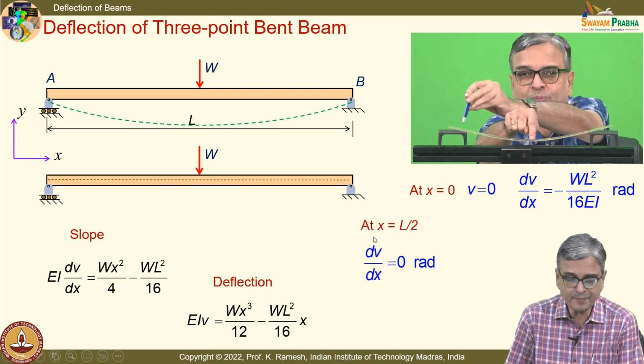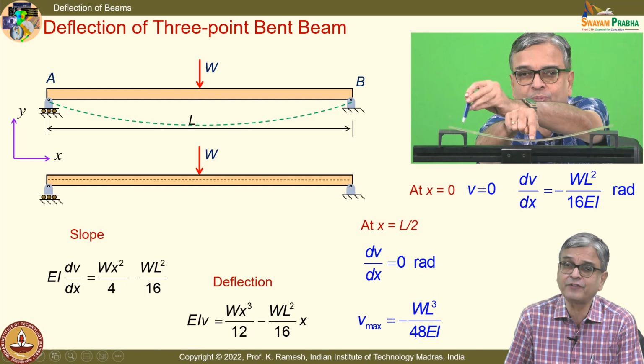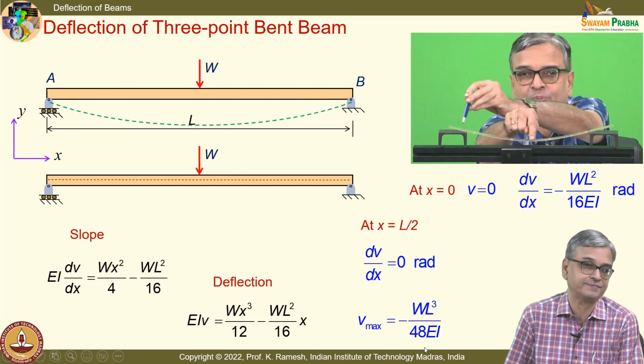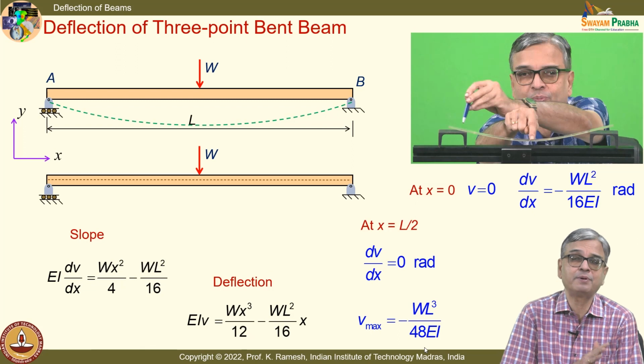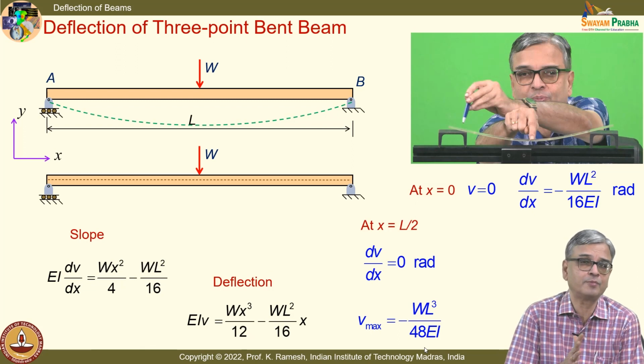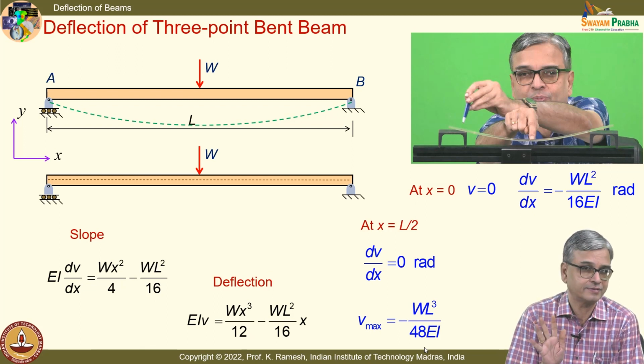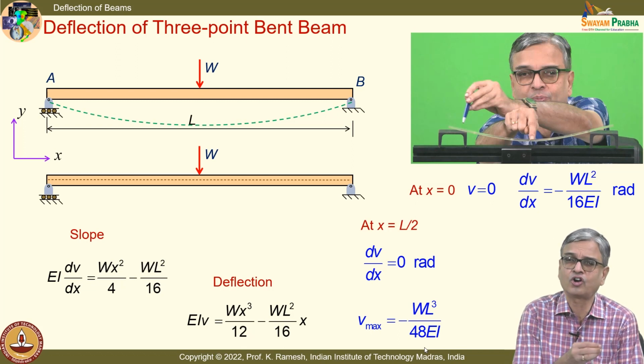And this reaches a maximum at x equal to L by 2, where the slope is 0, and the maximum deflection, including the sign, is given as minus WL cube by 48 EI. It's a very famous expression. The way we remember is, we remember this as WL cube by 48 EI. We don't remember the sign. Sign comes automatically when you draw the sketch and take the coordinate system.